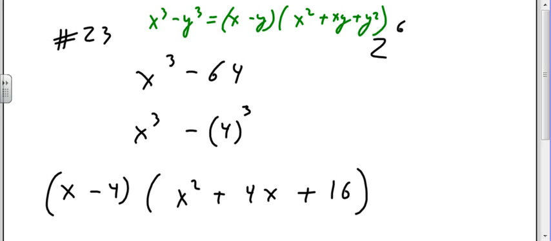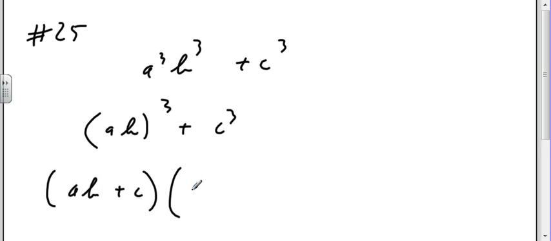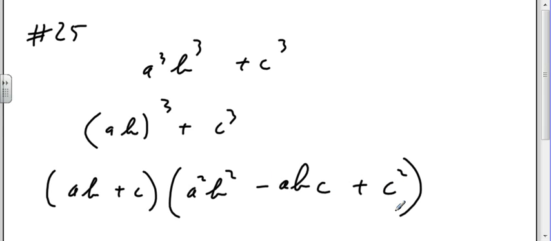I'm just using that form and writing it down and saying, how happy am I that it worked out? Okay, we'll do 25 next. A cubed b cubed plus c cubed. So I'm going to write that as (ab) cubed plus c cubed, and my factorization is ab plus c times a squared b squared minus abc plus c squared. And I am done. That's all it is.